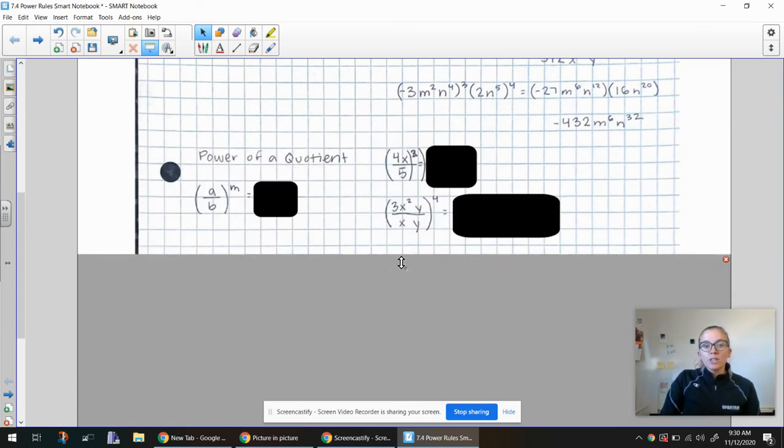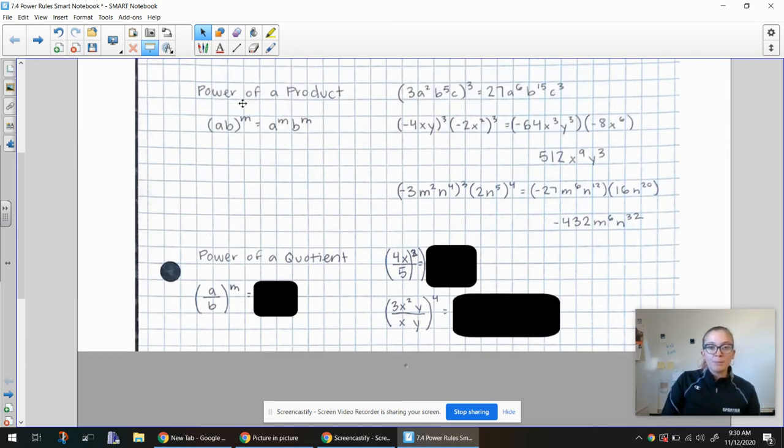The last rule we'll look at is power of a quotient. This rule is going to look very similar to power of a product. When we are dividing terms and the division is being raised to a power, we are again going to distribute that power to both terms, the one in the numerator and the one in the denominator.